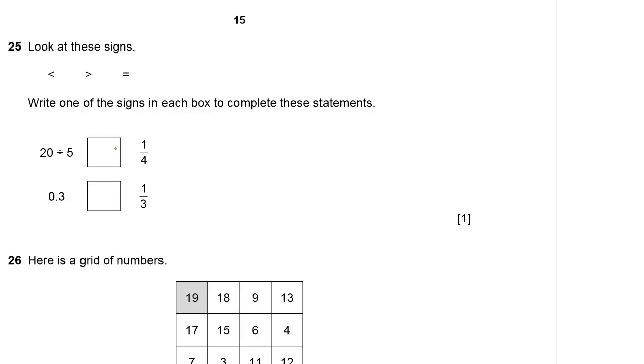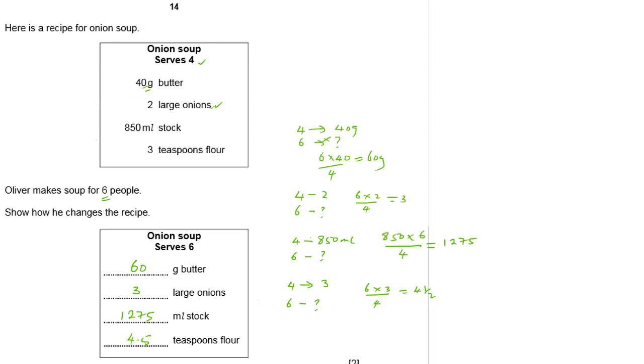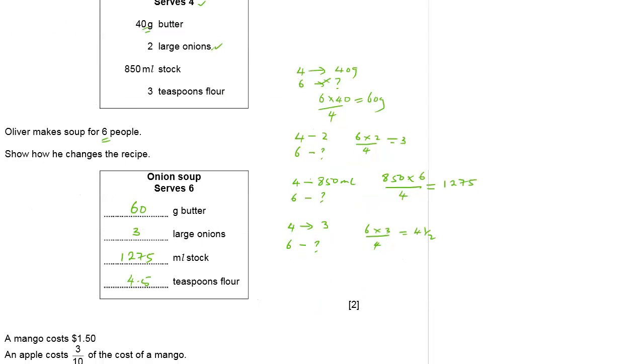Question 25. Look at these signs. This is the less than sign. This is the greater than sign. This is the equal sign. Right? Sorry, I have skipped number 24. Let's go back first to number 24.